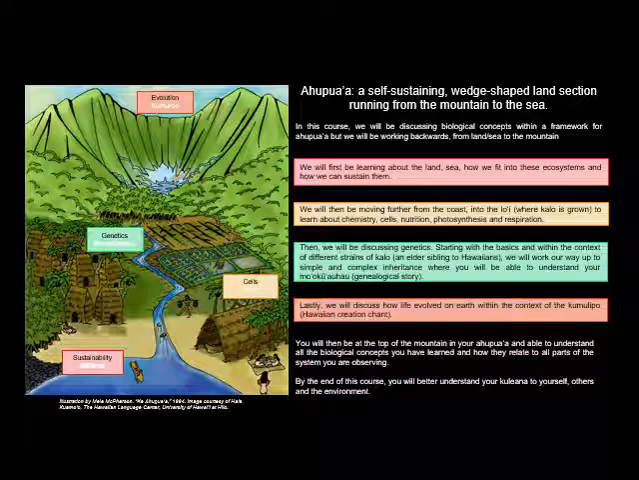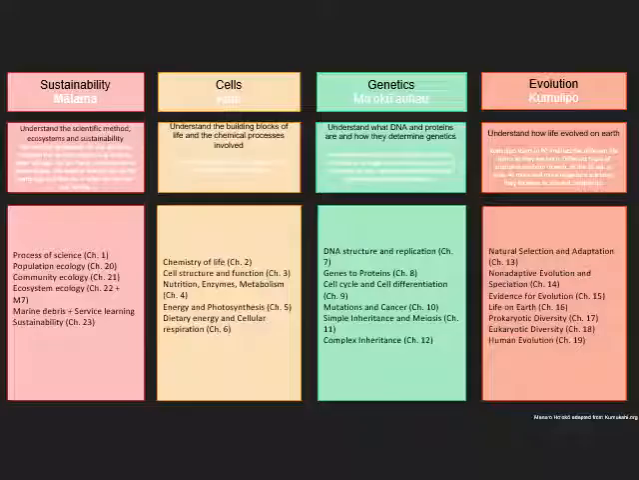And this is where we're going to be learning more about the very basics of cells. So the chemistry, the nutrition, photosynthesis, respiration, all of that good stuff. You can see here, we're going over chapter 2 through chapter 6, and that's what you'll be responsible for in unit 2.